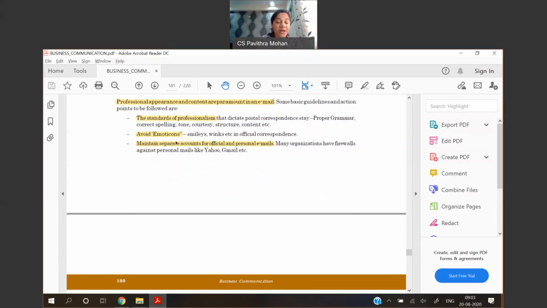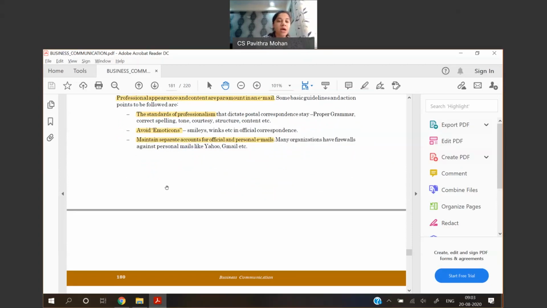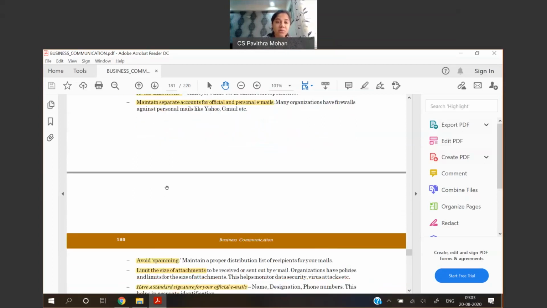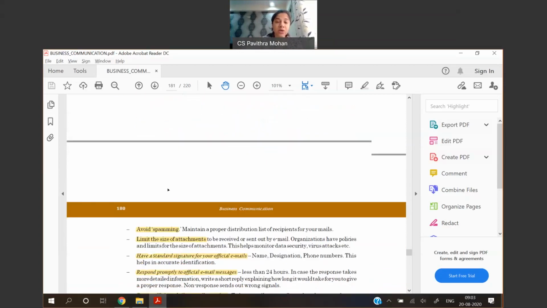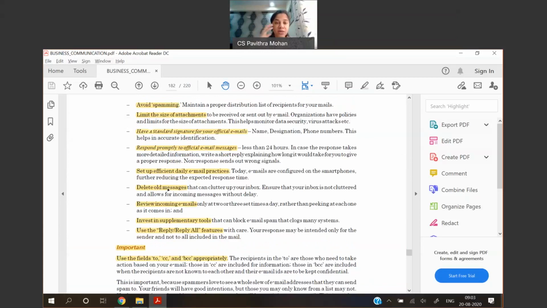Then avoid emoticons, that is, don't use smileys and all these things in your official mails. Then maintain separate accounts for official and personal email. So kindly don't merge your professional email and personal email id. Kindly have different email ids for both. Then avoid spamming. If you have got some information, don't send that information to 100 people every morning, like good morning, good afternoon, good night and all these things. Don't try to do that.